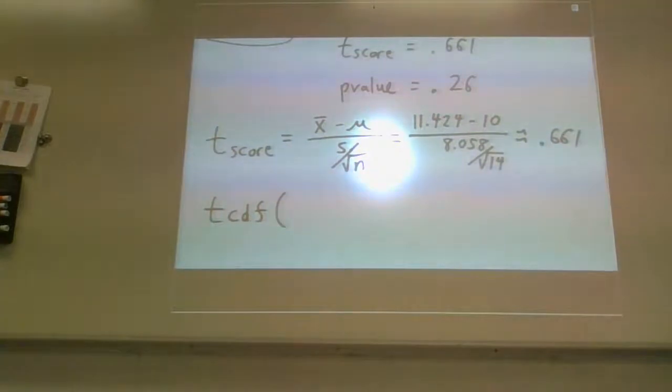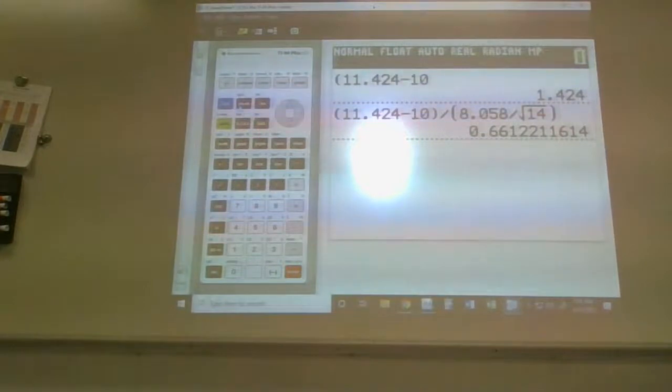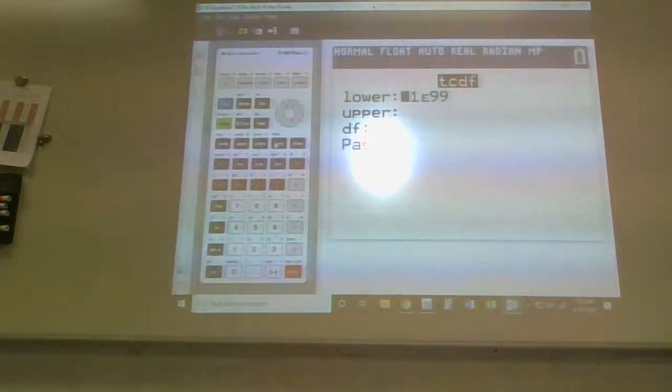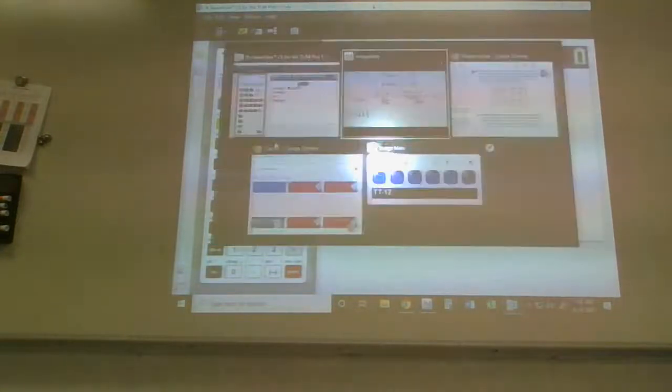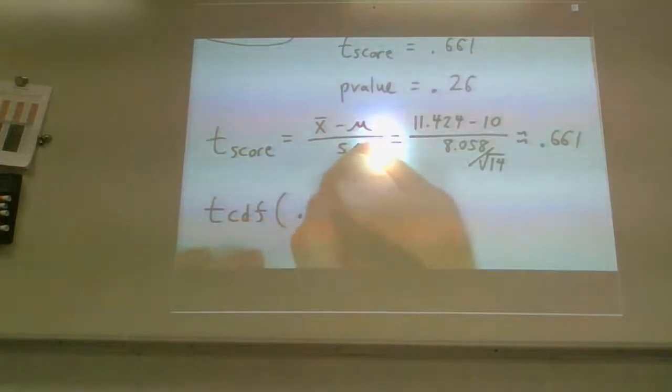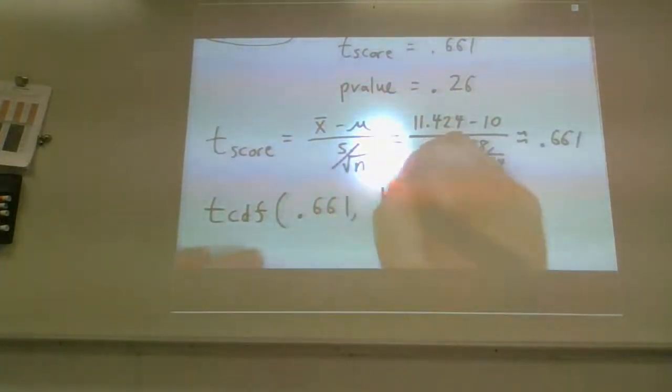I want you to notice something once I get to the calculator. If I go second vars, t-CDF, notice that they only allow me to type in 3 numbers. A lower value, an upper value, and the most American stat of all time, degrees of freedom. In this case, if I flip back over here, I am going to be typing in the following things.